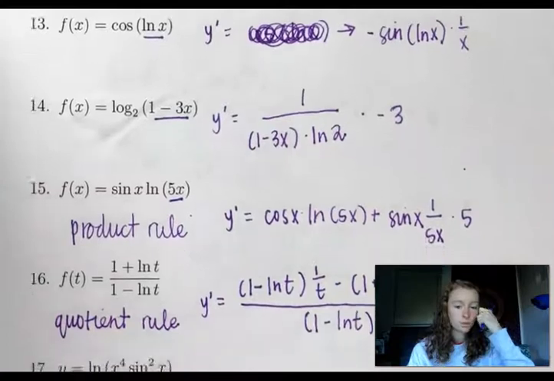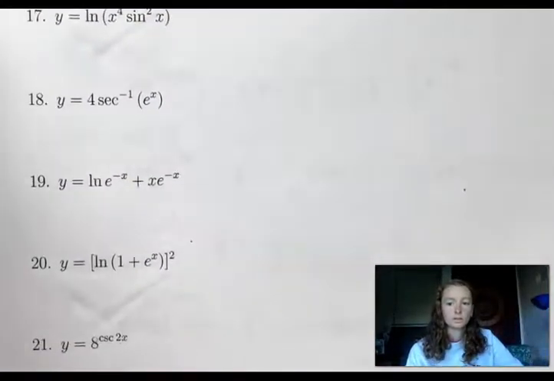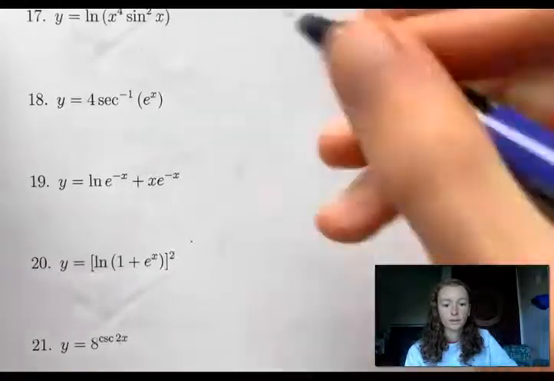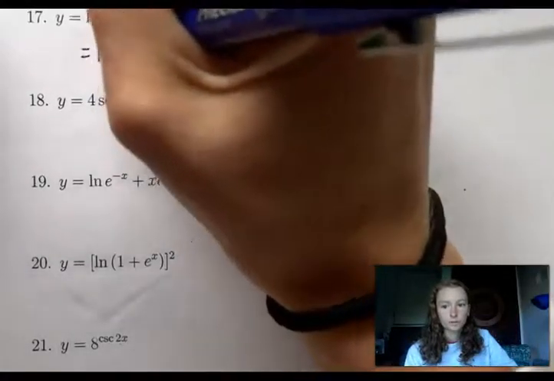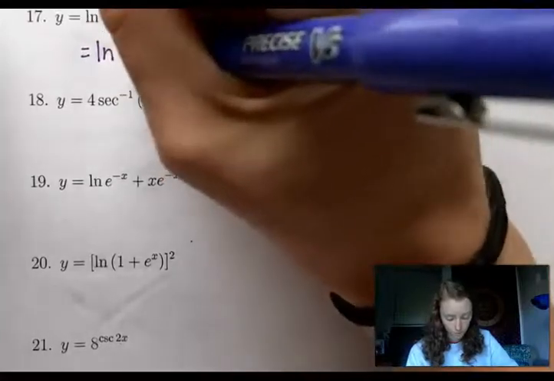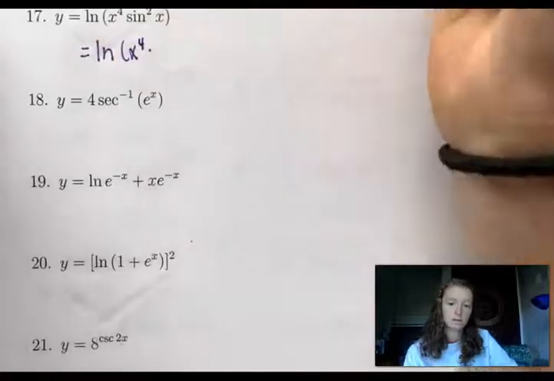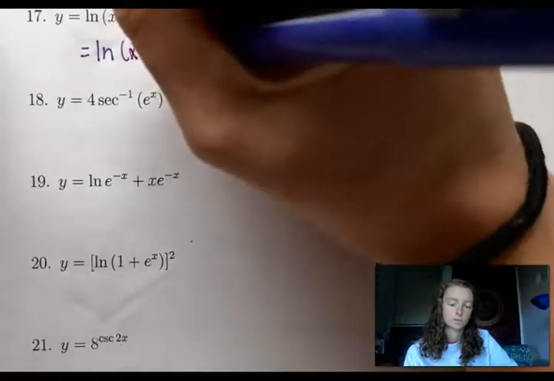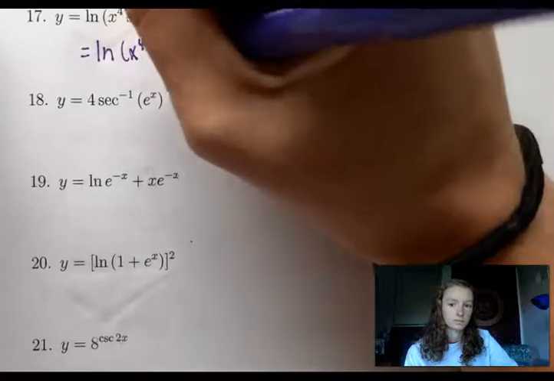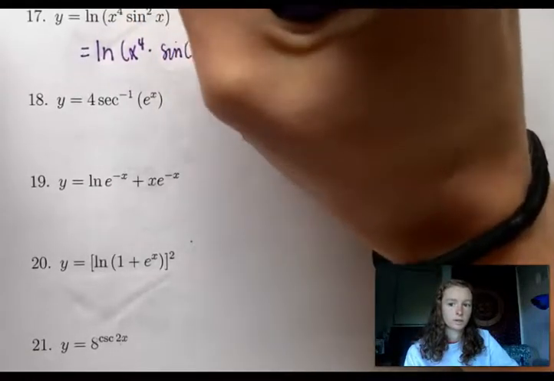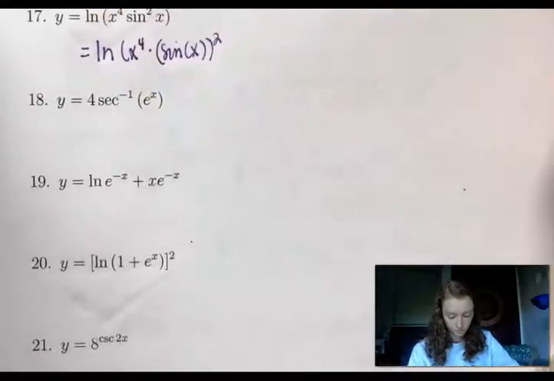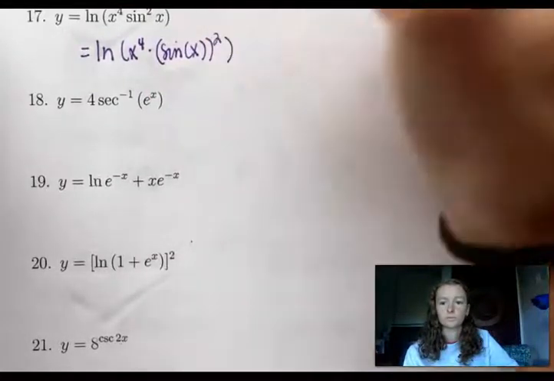Perfect. Okay, so next we have 17. I think you can see that. Sorry if you can't. So 17 is a product rule within the chain rule. First we want to write our sine squared x as sine x squared, just because that always makes things easier. And why wouldn't you want to make it easier? And then you do the product rule.